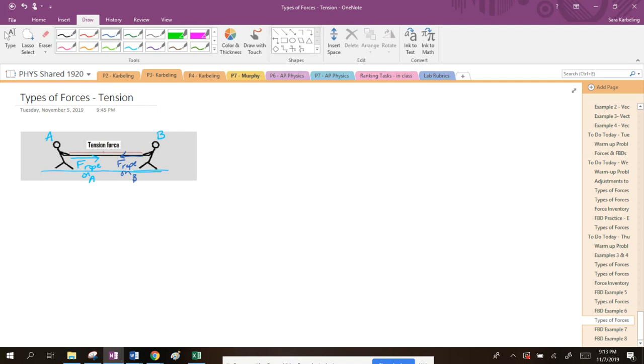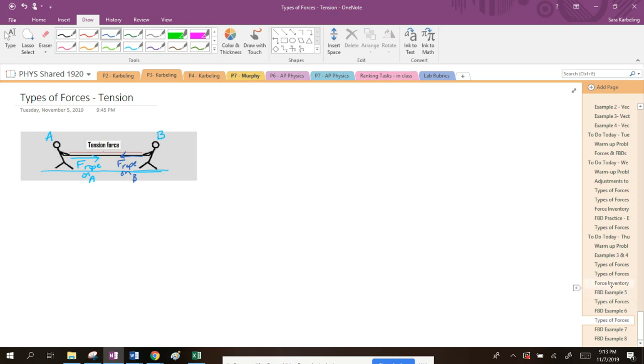Okay. Now, the cool thing about the tension force is that the tension force is really just a transfer of force. So the rope on A and the rope on B, those two forces are exactly the same. Person B can't pull harder than person A is pulling, and vice versa. So that tension force is really just stretching out or transferring the force from one place to another. That is really all it is.